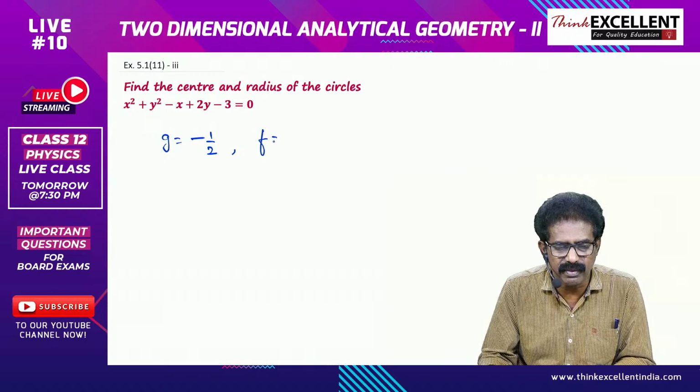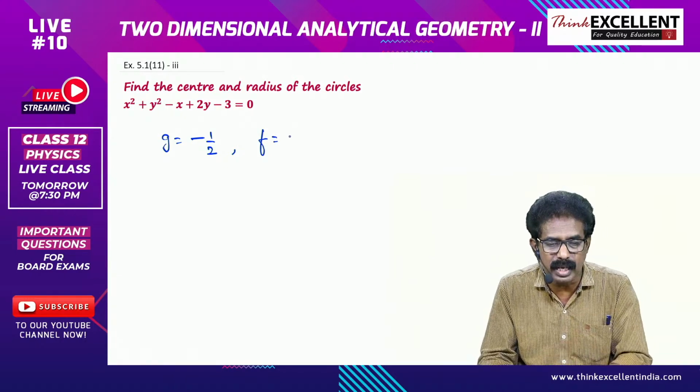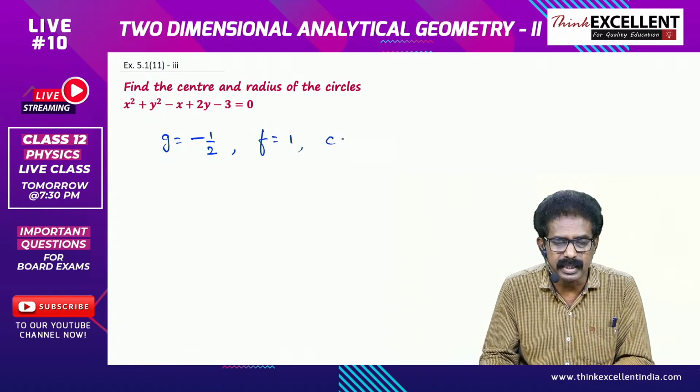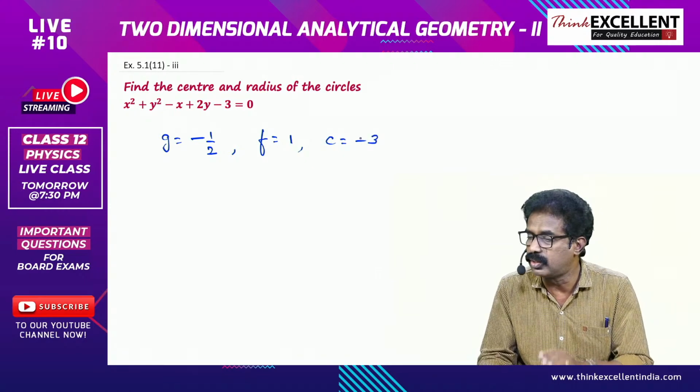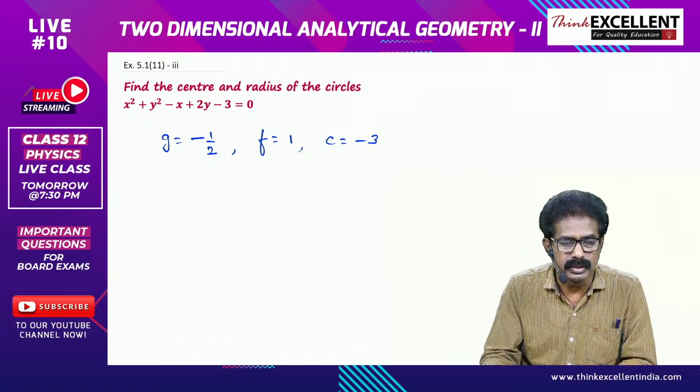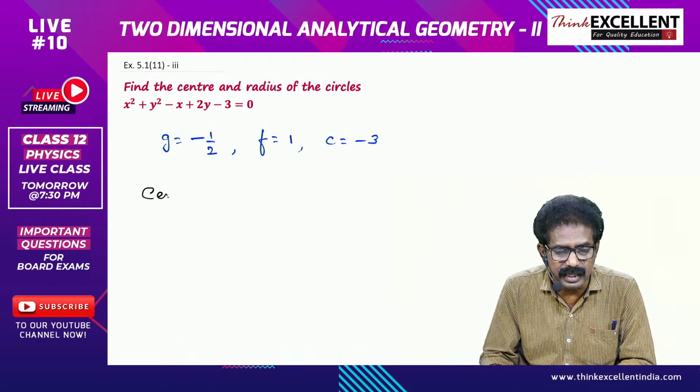F is half of y coefficient. Here y coefficient is 2, so half is 1. And C is constant. That one you should not halve. You write as it is. Okay, so you know G, F, C. Now you can write the center.